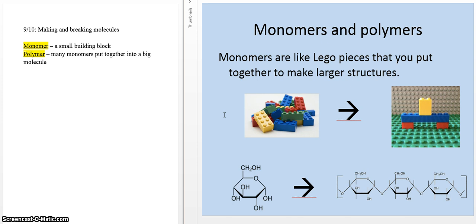One way to remember monomers and polymers is like Lego blocks. A monomer is like an individual Lego piece, and if you put all the Lego pieces together, you can make a larger structure. A monomer is like the Lego block, and a polymer is like a bunch of Legos put together. On the bottom pictures there on the left side, you can see an individual sugar molecule. If you put a bunch of those together, you get a larger sugar molecule, a larger polymer.